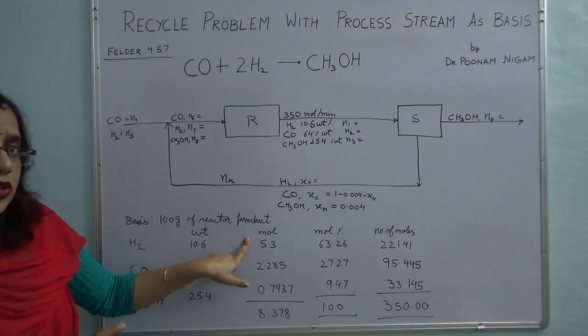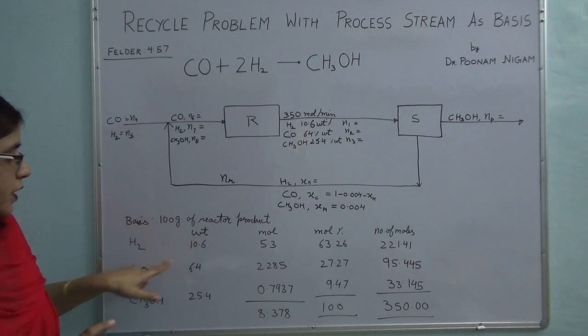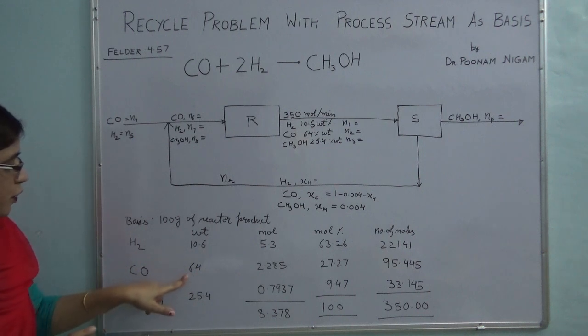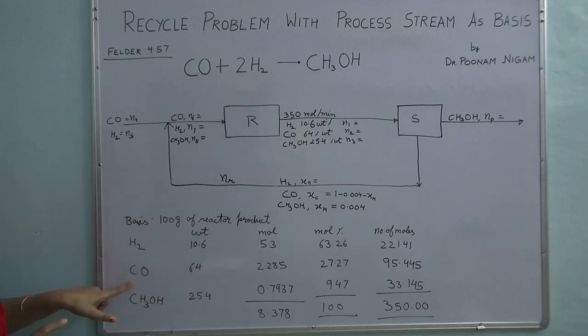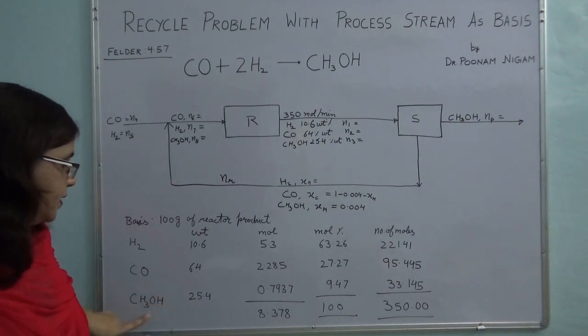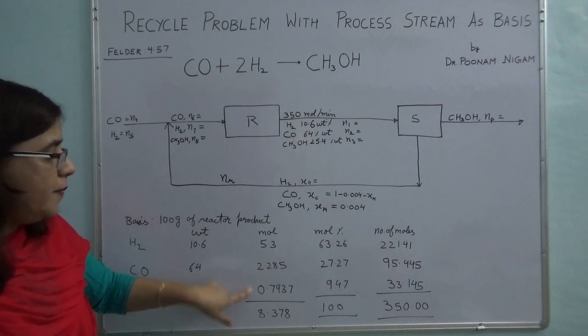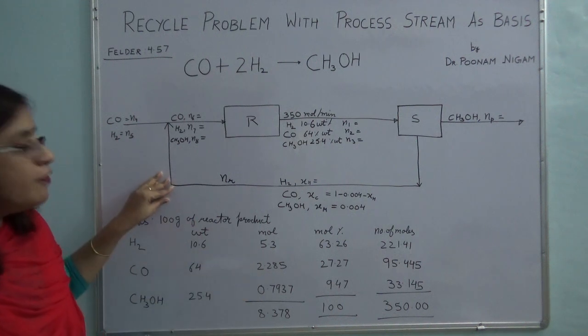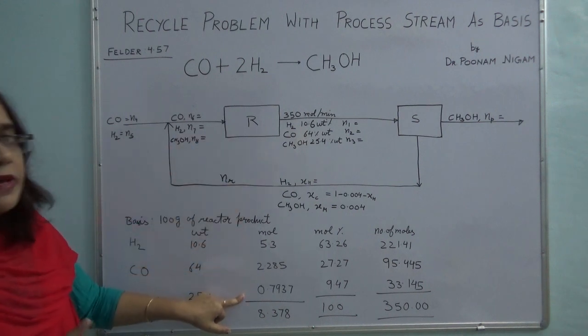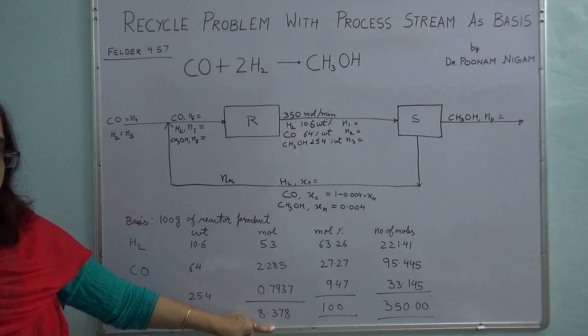Now I will convert it into moles by dividing by their molecular weights. So 10.6 divided by 2, 64 divided by, what will it be, 16 plus 12, so 28. So 64 divided by 28, I get this number. Then methanol, its molecular weight is 32. So I will divide 25.4 by 32, and I get this. Okay, so if I have chosen a basis of 100 grams of reactor product, then I have these many moles. The total number of moles I have calculated.